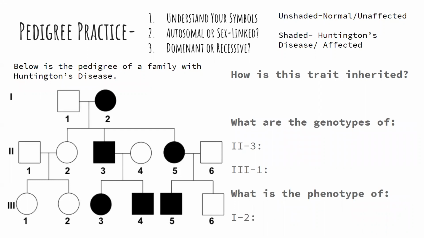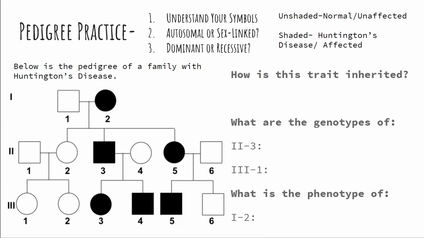So let's look at this pedigree. Below is a pedigree for a family with Huntington's disease. If the person is unshaded, that means that they're normal or unaffected. But if they're shaded, that means they have Huntington's disease or they are affected. Okay, so let's understand our symbols first. We have 3 steps. Understand our symbols, understand whether it's autosomal or sex-linked, and understand whether it's dominant or recessive. So let's look at this family with Huntington's disease.